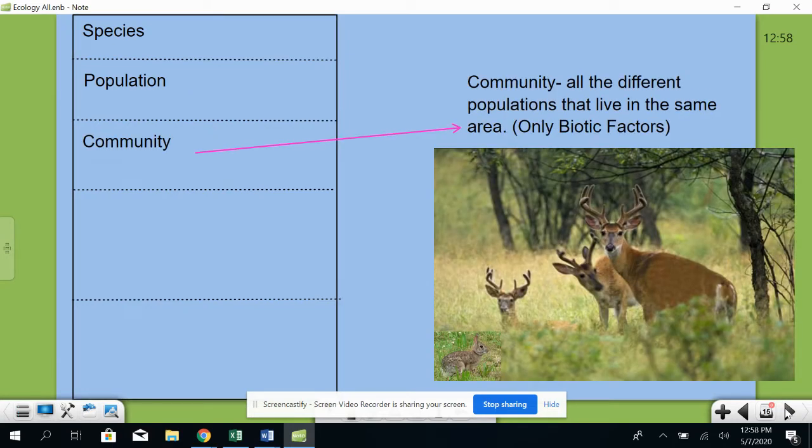Next, we have a community. And in a community, just like you hear the word used every day, a community is all different populations living in the same area. But we're only talking about biotic factors here, so living things. So when you hear the word community, like a church community or a school community, we're talking about all the different people who are a part of Rock Hill community. So in this case, we're talking about all woodland creatures, the deer, the trees, the type of grass that grows, maybe a fox, a rabbit, all the things that belong in that community, and they're only biotic factors.